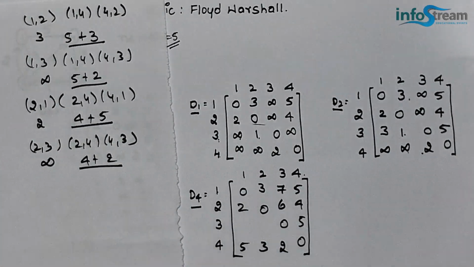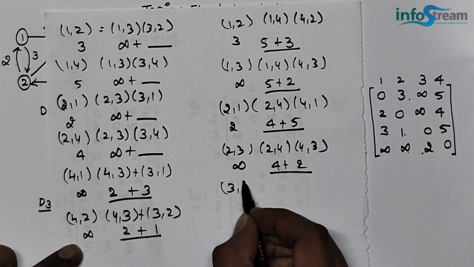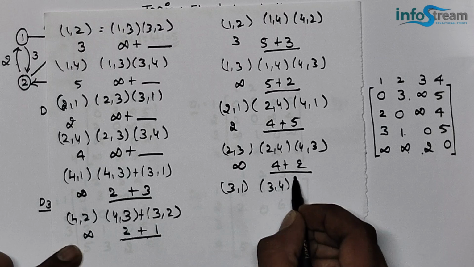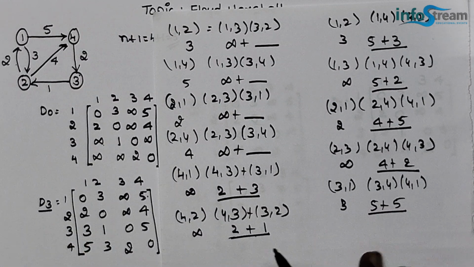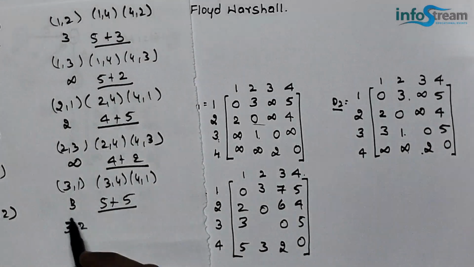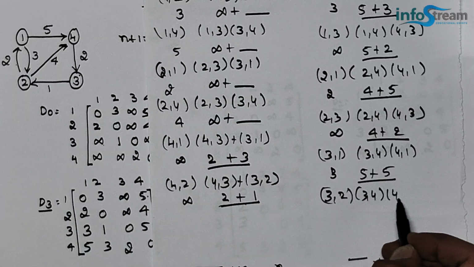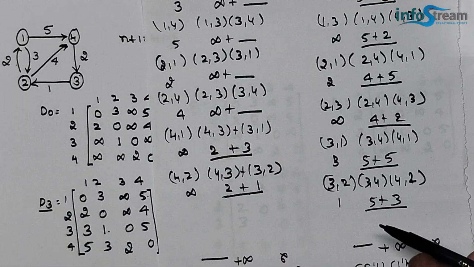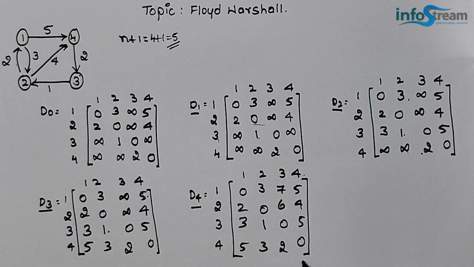Now we are left with only 2 values to find, that is 3 comma 1. 3 comma 1 means from 3 to 4, from 4 to 1. Among 10 and 3, which is the smaller one? 3 is the smaller one. Now the last one is 3 comma 2. So 3 comma 2 means 3 comma 4 plus 4 comma 2. Among 8 and 1, which is the smaller one? 1 is the smaller one. So I will write 1 here.